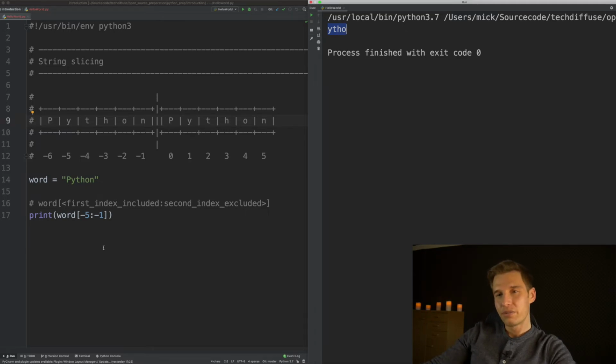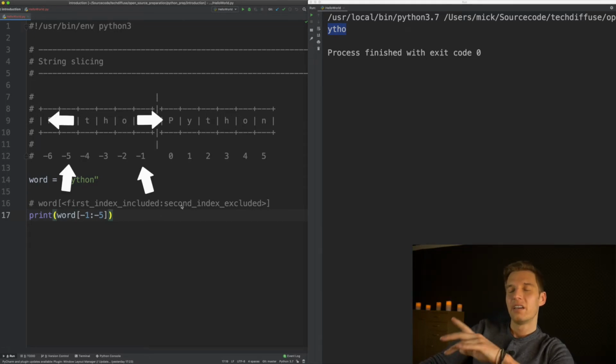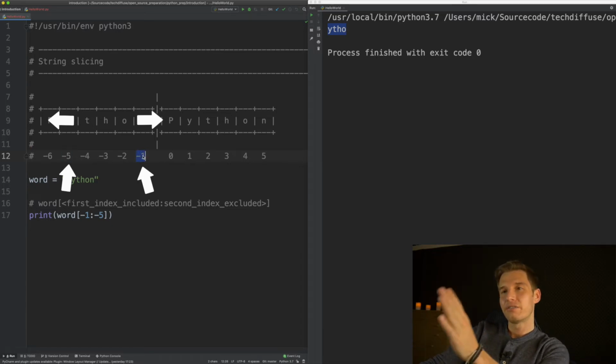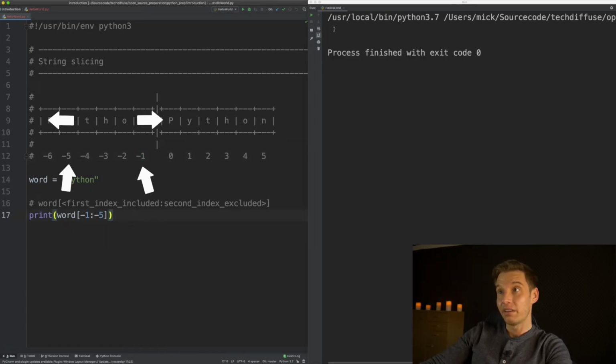Okay, so imagine for a moment what happens if we change those numbers. For instance, we have -1 and -5. What do you expect now? Okay, one hint. What we're telling Python here: let's go from -1 to -5. So the start, we always go from left to right. So on the outer left is the -1, and we go to the right to -5. And the result here is nothing. And this is correct, because as I said, we go always from the left to the right.